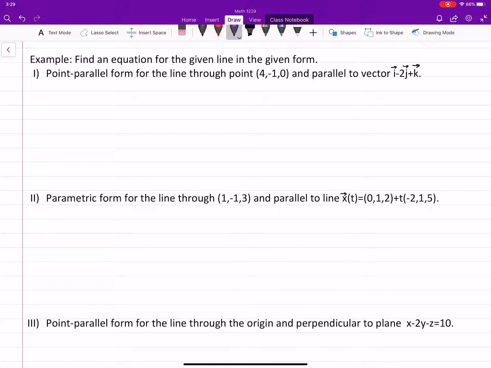Okay, let's do some examples for equations for lines in R3. The first part asks for the point-parallel form of a line through the point (4, -1, 0) and parallel to the vector i - 2j + k. Always remember, you look for two things when trying to write an equation: one, a point, which is given here. P is (4, -1, 0). And two, a parallel vector.